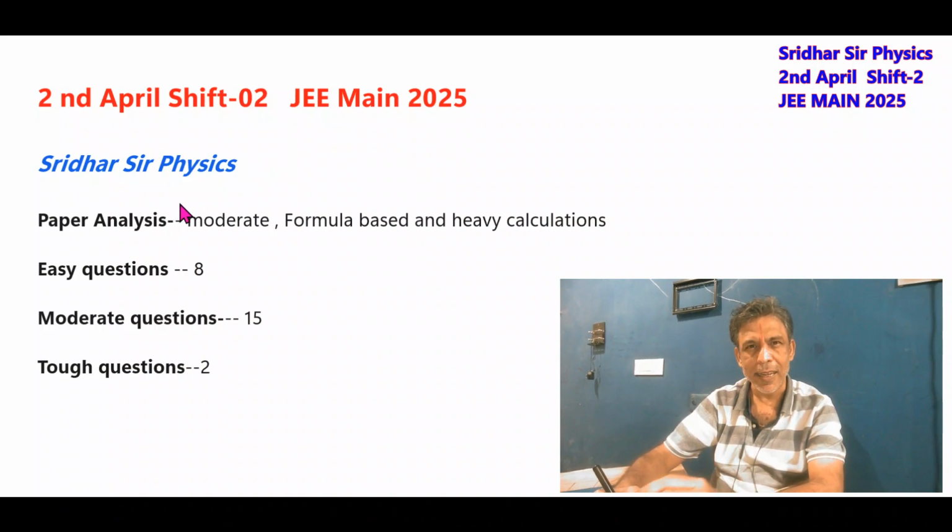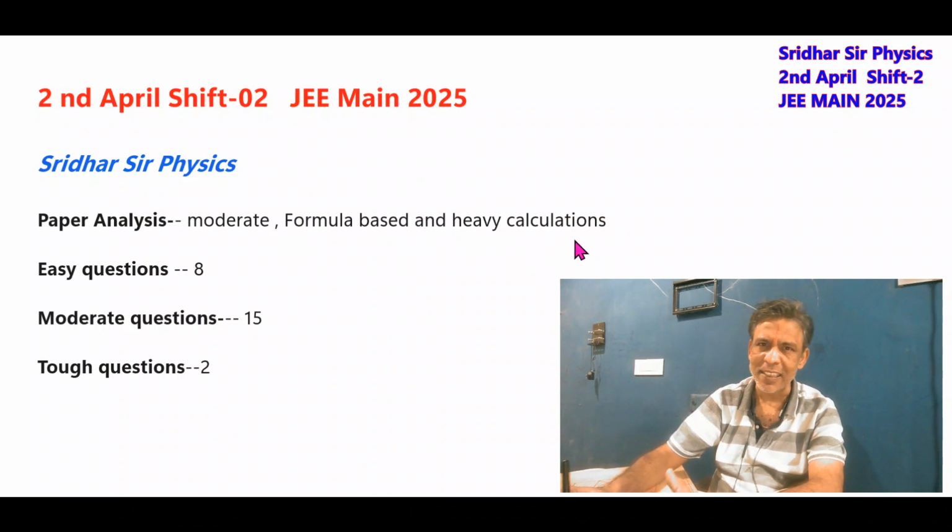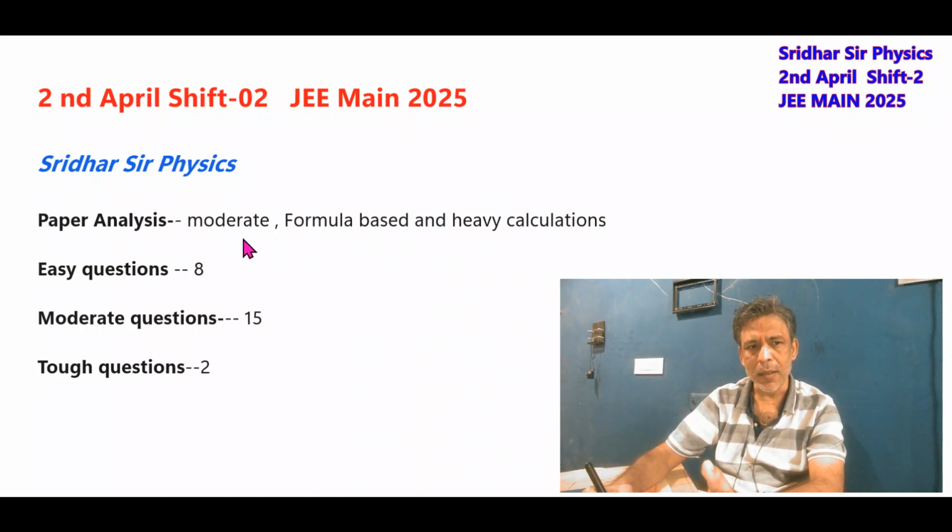First, let's discuss the level of the paper. The paper is moderate, formula based and heavy on calculation. In most of the problems you have to apply the formula, then solve it, then you reach the answer. So there is a basic breakdown: the number of easy questions is 8, just simple theory and substitution type. Moderate questions are where you have to take a formula and work out a little bit of derivation. There are 2 tough questions. This is the paper strategy.